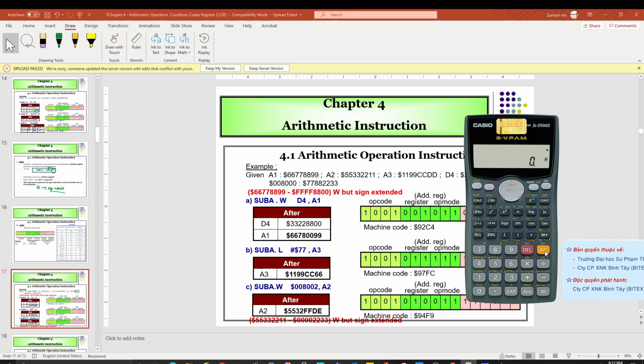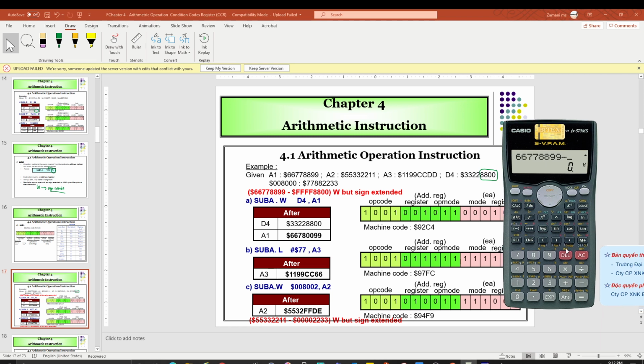So A1 minus that value. So A1, what is it right now? A1 is 66778899 minus the value for the extend, which is FF8800. So the answer is 66780099. Same thing. Okay, then you can go to sub address long.